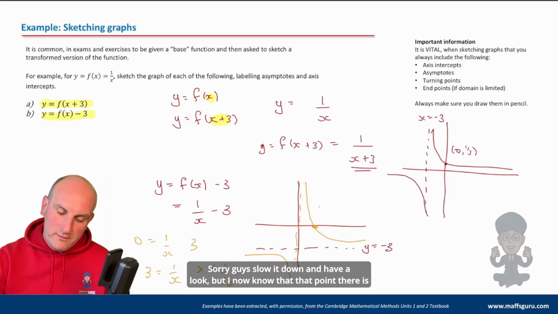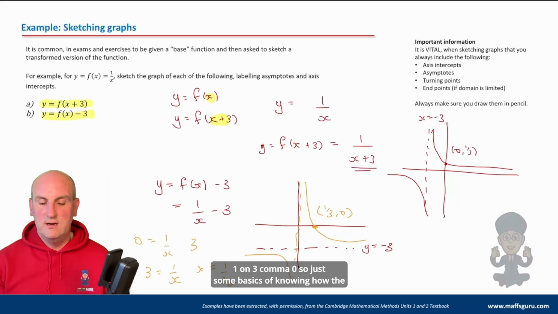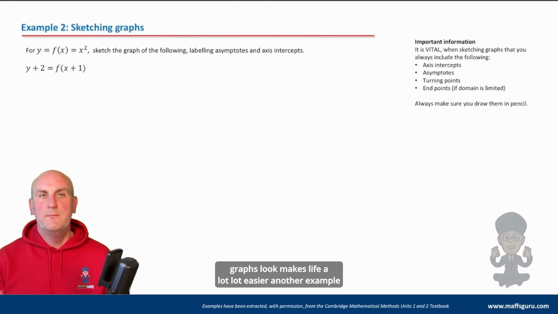But I now know that that point there is 1 on 3, comma, 0. So just some basics of knowing how the graphs look makes life a lot easier.